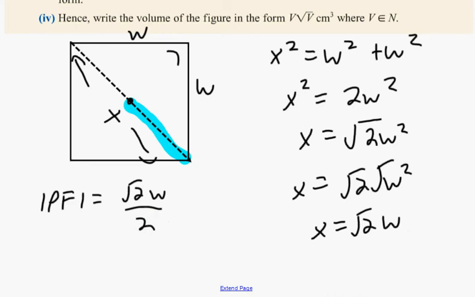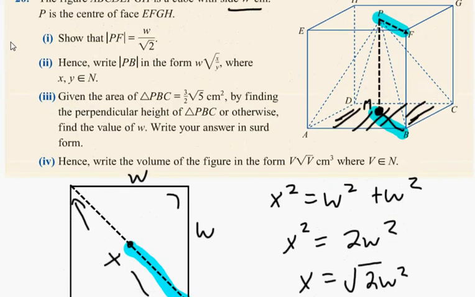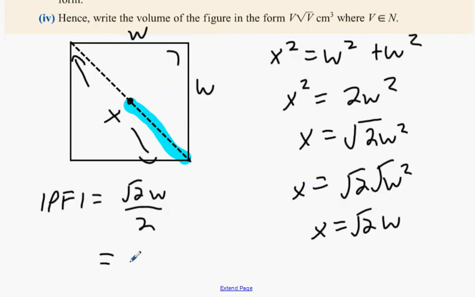Okay? Now it says show that it's W over root 2. Have we gone wrong? We haven't. Root 2 W over 2. What's 2 the same as? What's root 2 by root 2? 2. Cancel the 2 with a root 2, and it's W over root 2. If you weren't sure, change them both to decimals and check if they're the same thing. You could do root 2 over 2.